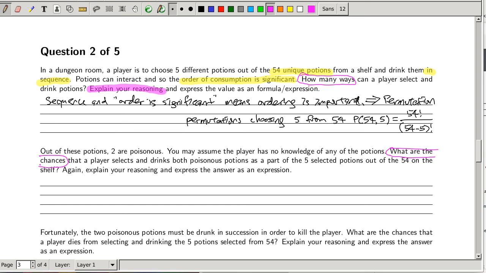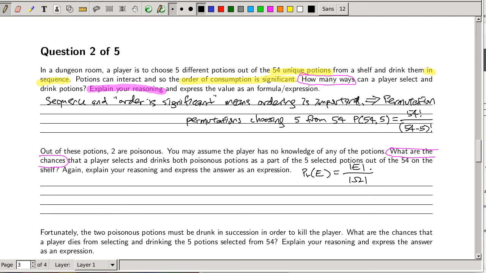When it is asking what are the chances, it becomes a probability question, which usually means you have to divide the cardinality of the event that we are interested in by the total number of possible outcomes. The format of the answer is usually this: the probability of an event E is computed as the cardinality of E over the cardinality of omega. And omega represents the set of all the possible outcomes from the experiment.